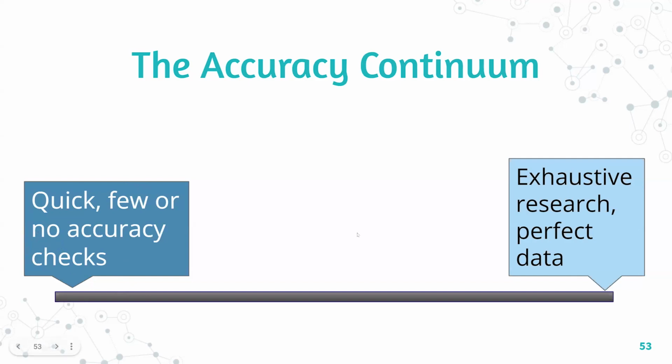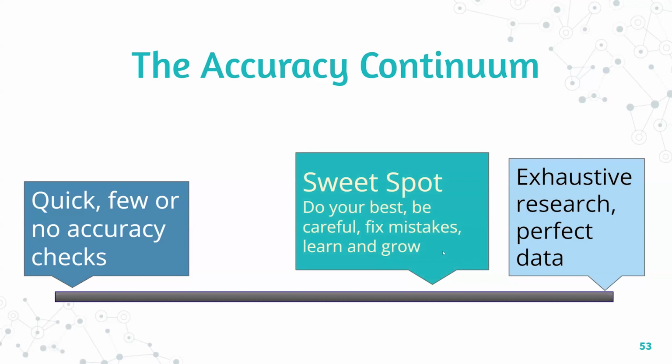So we don't want to be sloppy, but we don't want to beat ourselves up thinking we have to be perfect. Instead, we want to aim for what my friend Susan calls the sweet spot, where notice it's closer to the perfect end of the spectrum than it is to the sloppy end, but it's a place where we just do our best. We're careful. We fix mistakes if we make them. We don't beat ourselves up and we learn and grow. So we want to be aiming for the sweet spot and just doing our best to be careful in Family Tree and ensuring quality.